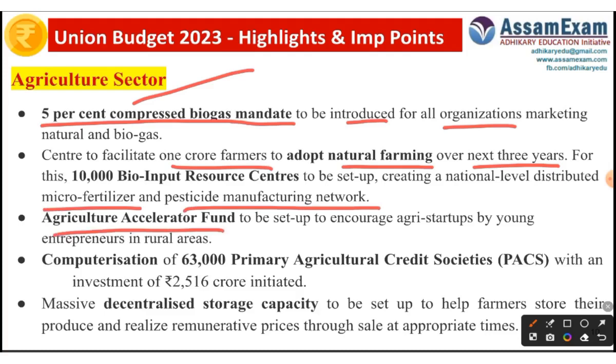Agriculture Accelerator Fund to be set up to encourage agri startups by young entrepreneurs in rural areas mainly. Then computerization of 63,000 primary agricultural credit societies with an investment of 2,500 crore. Then a massive decentralized storage capacity is to be set up to help farmers store their produce, and they can sell the produce whenever needed at the best prices.